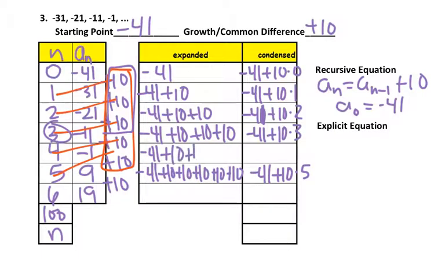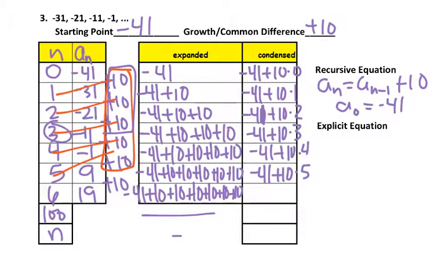Then we add 10 4 times, or negative 41 plus 10 times 4. Then negative 41 plus 10 plus 10, and we do it 6 times, which we start feeling like, oh man. Now imagine doing it 100 times, right? That'd be way too many, which is why we don't like those. Or n amount of times. We don't know what that would even look like.